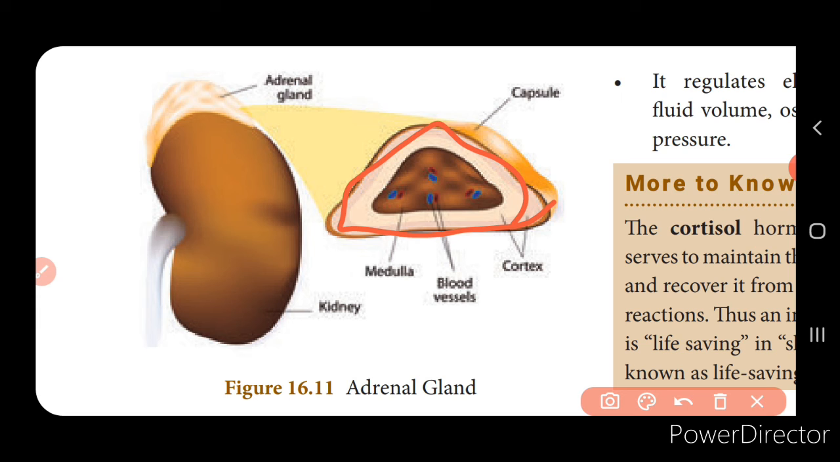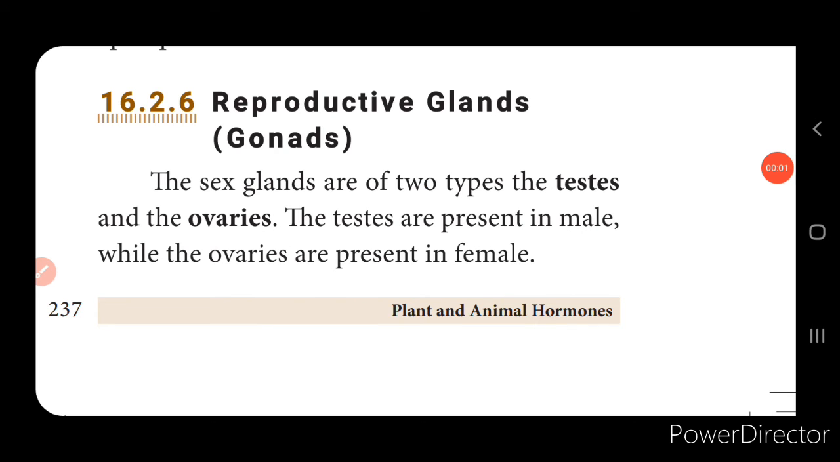Next, we'll move to the reproductive gland. The next one is the reproductive gland. Those are nothing but the gonads. And if you see, there are two types: one is testes and the other is ovaries. Testes are present in males and ovaries are present in females.